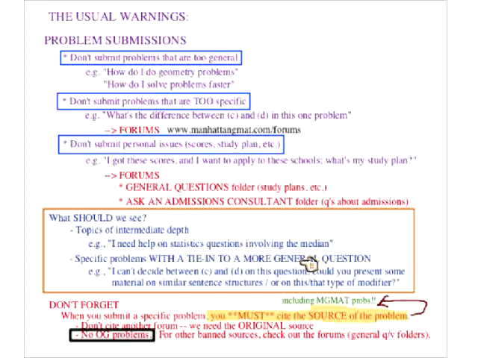What you should submit is problems of intermediate depth. For example, one of the problems from a while ago was the median. The median is not too specific. It's not a single problem, but it's also not something so generic that we can't use it. It's right in the middle, which is what makes it a good topic.